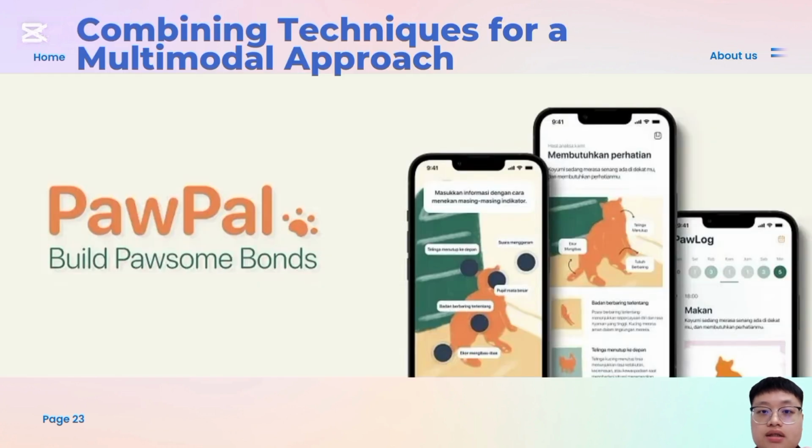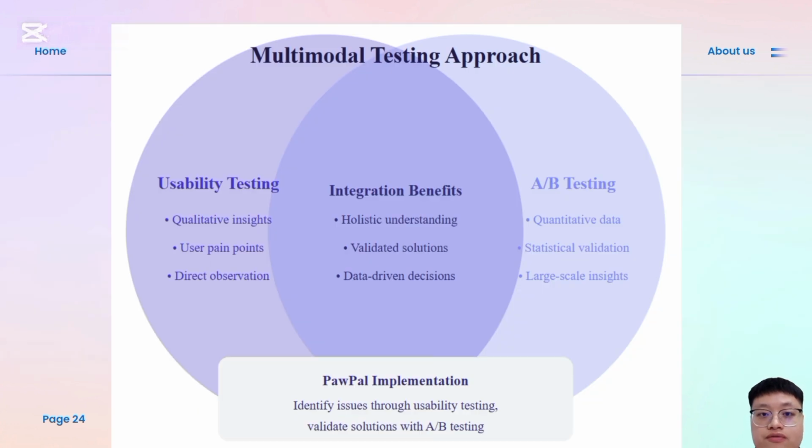Let's talk about the combination technique between usability testing and A/B testing. As you can see, I've done a Venn diagram for the multimodal testing approach between them, and by combining both of them, Popper can achieve a more holistic understanding of the user needs. Not only that, it's useful for validated solutions and data-driven decisions. To explain more, usability testing can identify pain points like a confusing navigation flow, while A/B testing can then validate which design solution works best for the user on a larger scale.